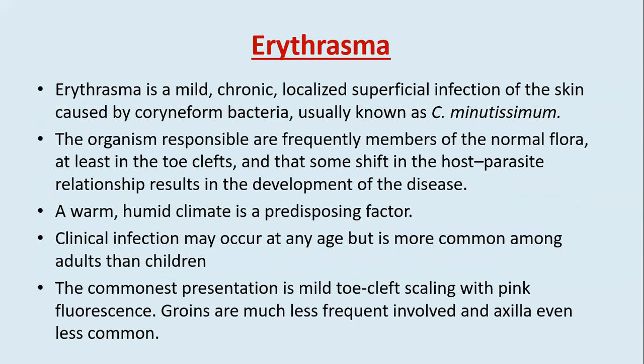Then a common infection is erythrasma. Erythrasma is a mild, chronic, localized, superficial infection of the skin that is caused by a coryneform bacterium, usually Corynebacterium minutissimum. The organisms responsible are frequent members of normal flora, at least in the toe clefts. And there is some shift in the host-parasite relationship, resulting in the development of the disease. A warm, humid climate or environment predisposes to this infection. Infection may occur at any age, but is more common in adults than in children.